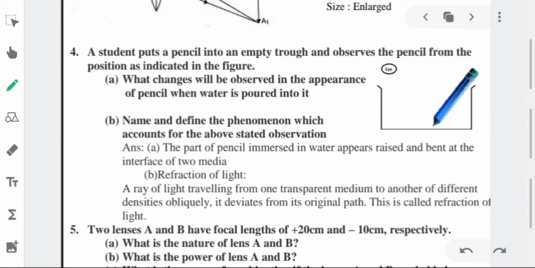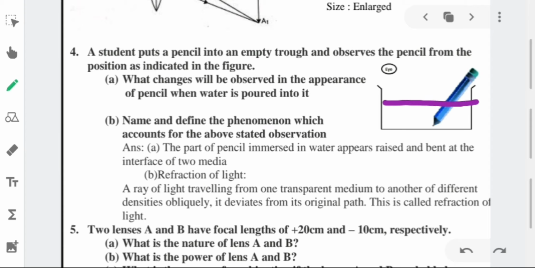Fourth question. A student put a pencil into the empty trough and observes the pencil from the position as indicated in the figure. Question: what changes will be observed in the appearance of the pencil when the water is poured into it? Second question: name and define the phenomenon which accounts for the above stated observation. Here, the pencil, when it is immersed in the water, appears raised and bent at the interface of the two media. This is because of refraction of light.